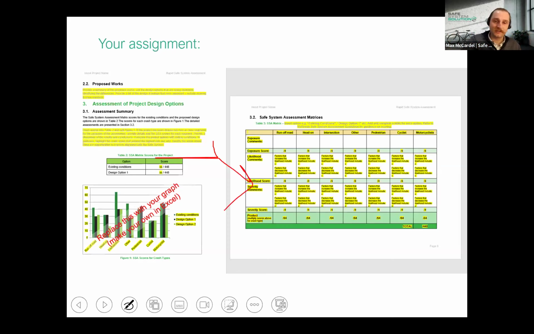You're going to be doing a matrix, or matrices, I should say, because you're going to be doing an existing conditions matrix and also a design matrix as well. And you're going to be producing one of those nice graphs that we looked at before. We've got a graph generator as well, just in case you're not too savvy with Excel. Basically just pop in some numbers and it'll make you a nice pretty picture you can copy and paste into this report. So we've done all of that background work for you just to limit the amount of hours that you need to put into this assignment.